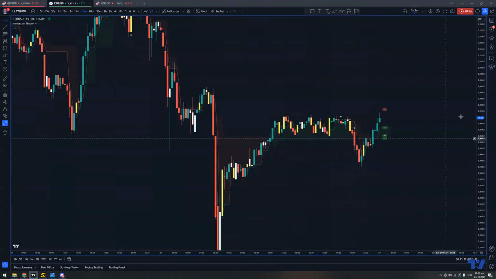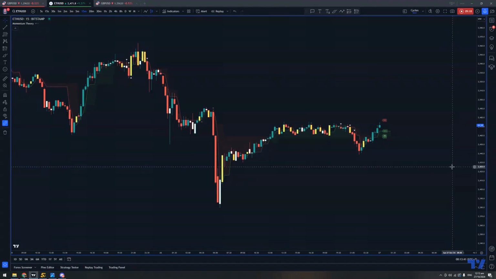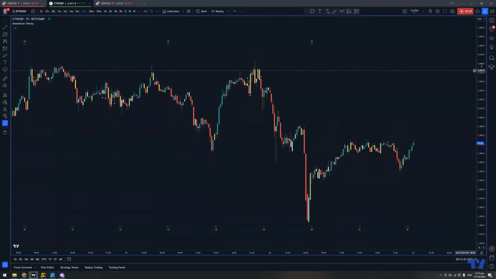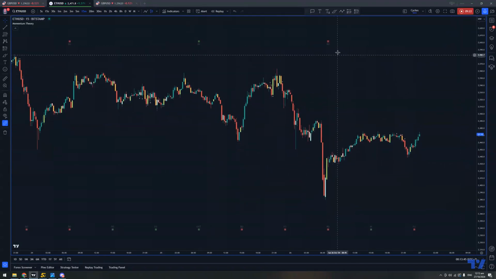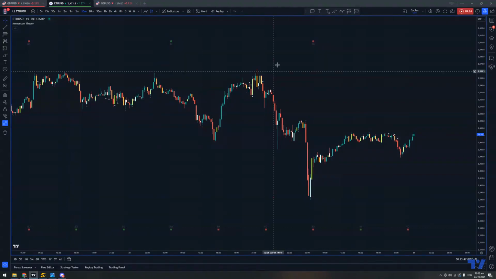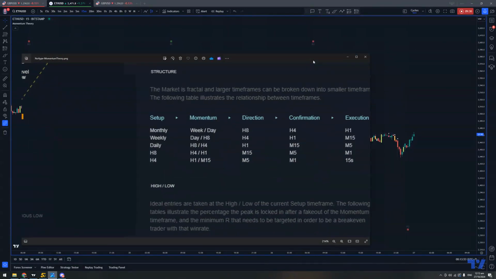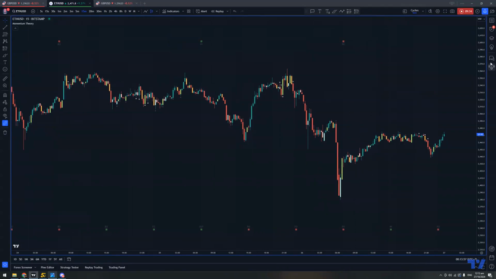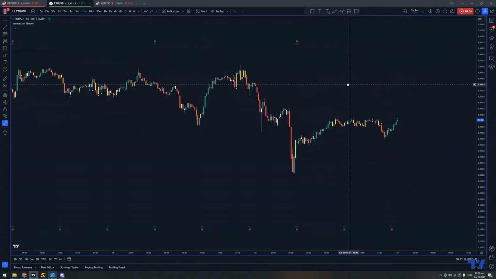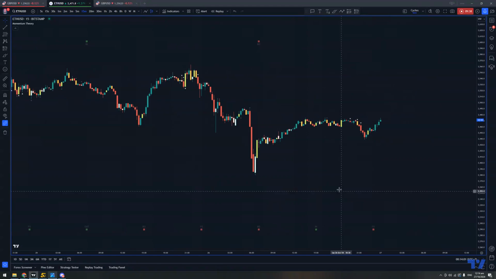Short codes basically is exactly the same as before. Did not change that. It basically just tells me a quick way to read the market for me. So the top one here is always going to be the setup time frame. So in this case, it's a daily. And then the bottom one is the ideal momentum time frame, which is the H8. So the way I use this, I can quickly read how the market is moving.